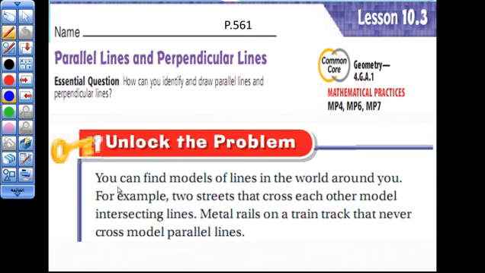Here, as you see, you can find models of lines in the world around you. For example, two streets that cross each other model intersecting lines. Metal rails on a train track that never cross model parallel lines. Let's see models for two crossing things.